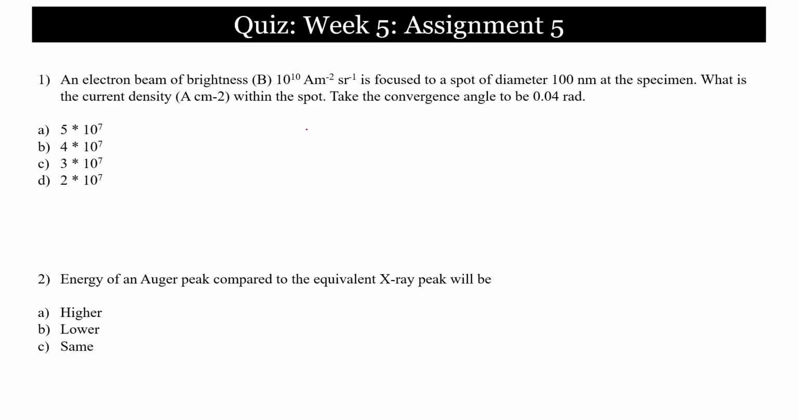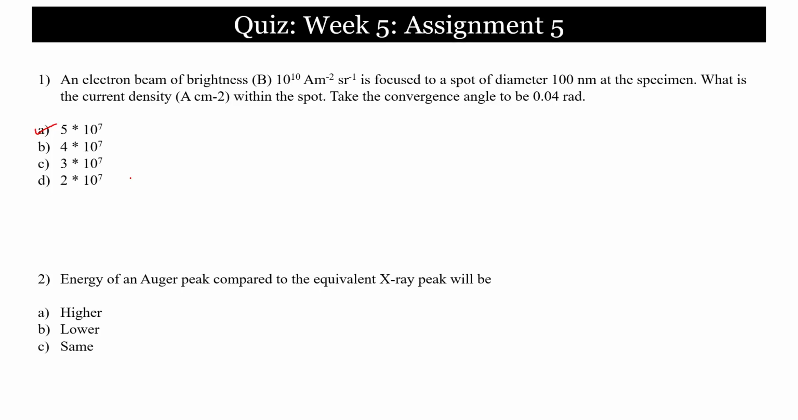So current density is given as beta, brightness, which is 10 raised to power 10, into pi. Pi is 3.14 and convergence angle alpha square. So 3.14 into 10 raised to power 10 into 0.04 whole square. So that will come about 0.005 into 10 raised to power 10. So if we convert it back, it will come to be 5 into 10 raised to power 7. So option A is the correct answer.